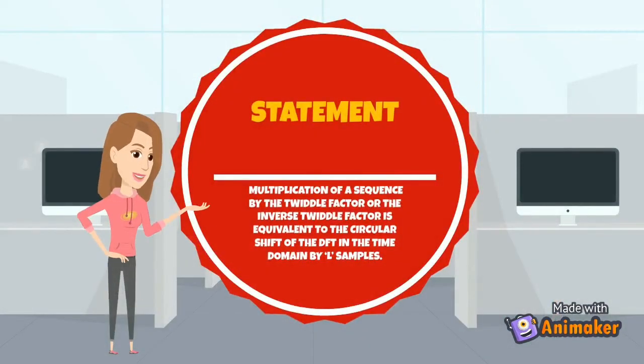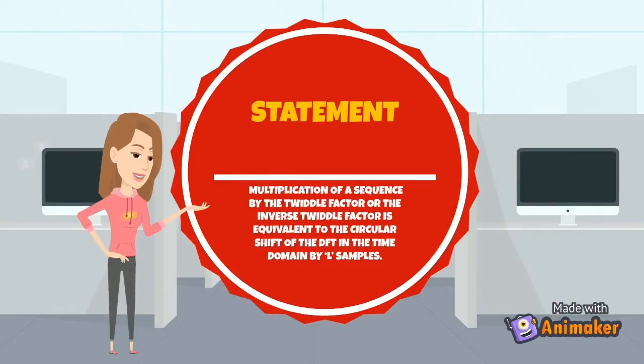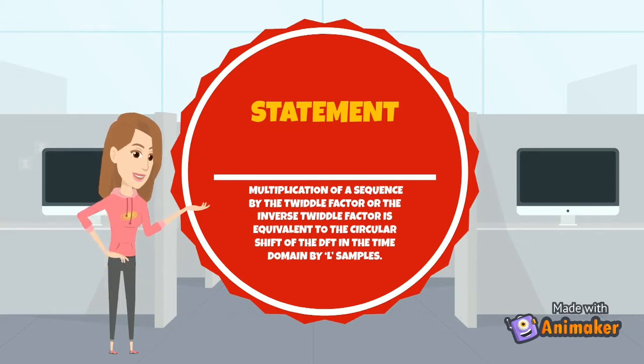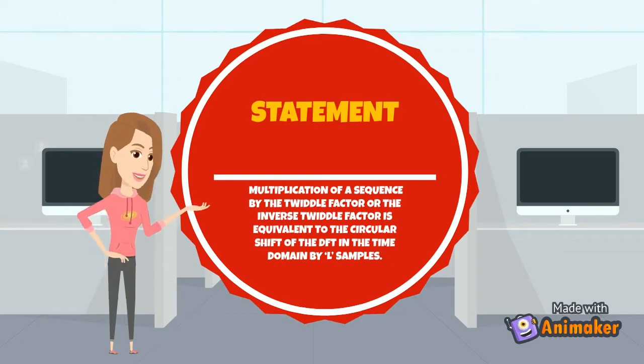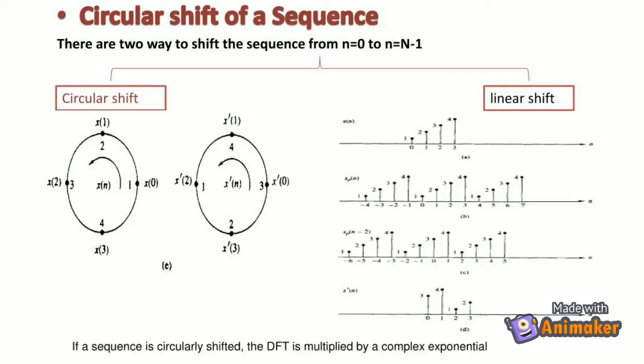Let's check them out. So if we check the statement again, it says that the multiplication of the sequence by the Twiddle factor or the inverse Twiddle factor is equivalent to the circular shift of DFT by L samples. Wait. Before we get into the proof, what exactly is this Twiddle factor and the circular shift? Let's check them out. First, let's check the shifting of the sequence. There are two ways in which we can shift a sequence: circular shift and linear shift.